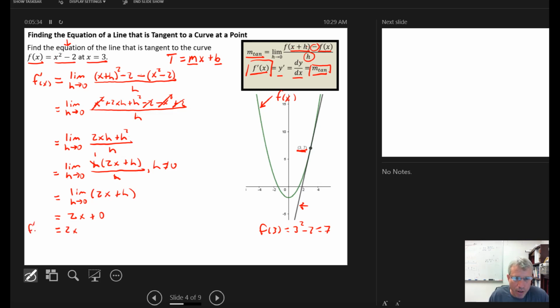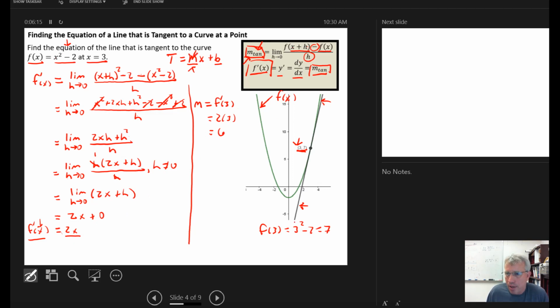So the derivative, which is the function that describes the slopes of all possible tangent lines to the function, is just given by 2x. To find the equation of the tangent line, I need the slope of the tangent line at this specific point, or at this specific value of x. So to find m, the slope I'm after, I plug x equal to 3 into my derivative. What is f prime of 3? That's 2 times 3, which equals 6.